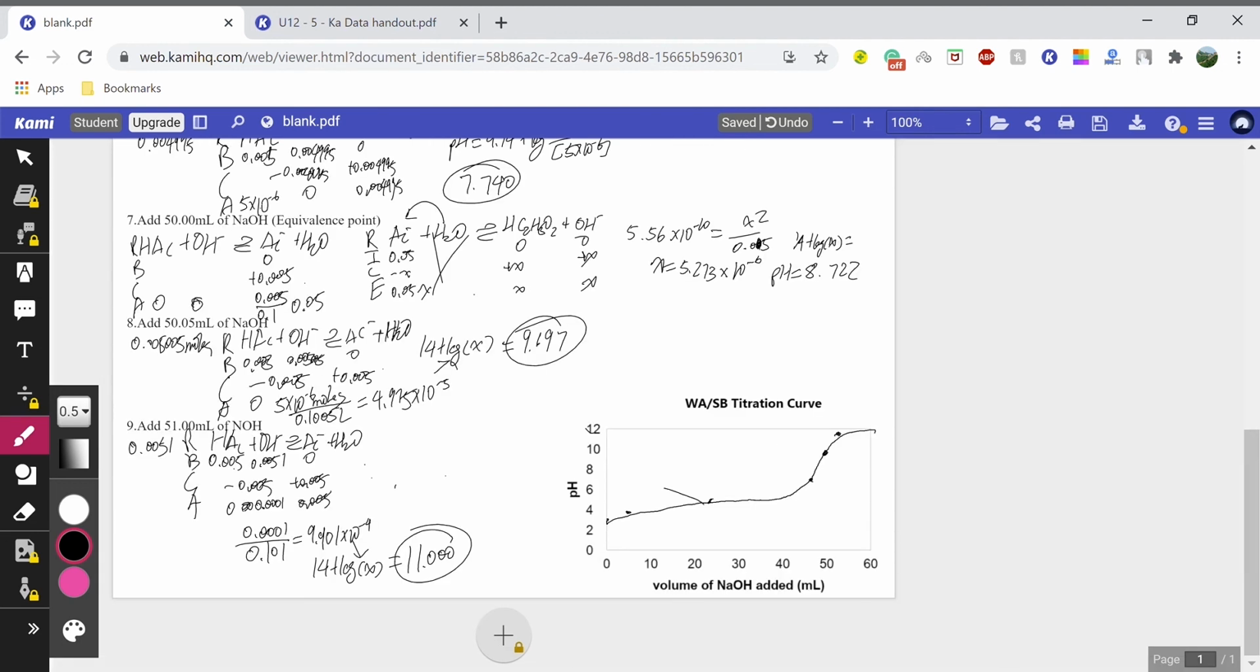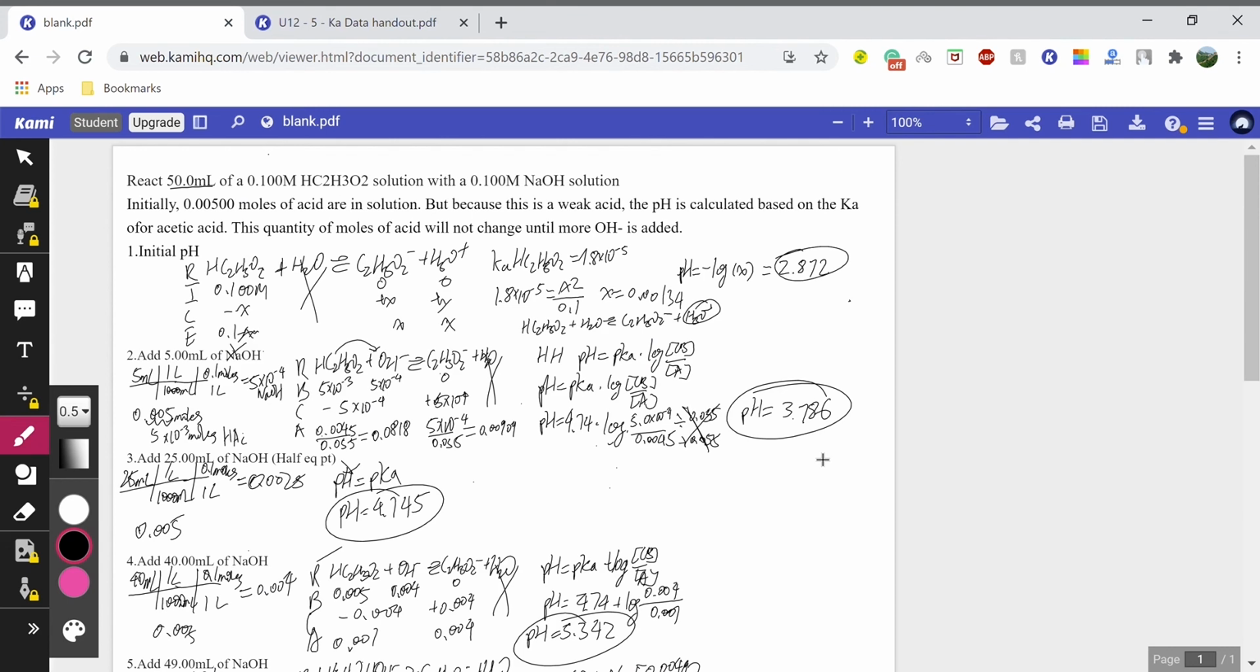As we add in the beginning, this is our buffer area. As we add more NaOH, our pH doesn't change by as much. But after our buffer is exceeded, the pH increases rapidly. And this is it for titration of weak acid with a strong base.